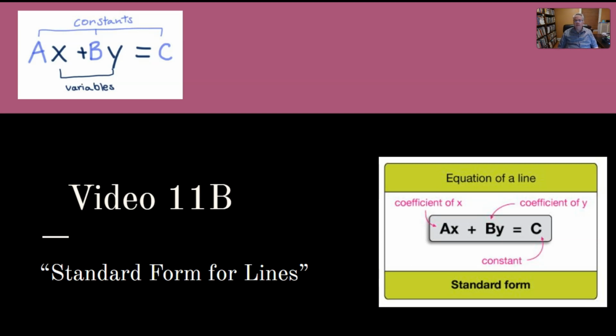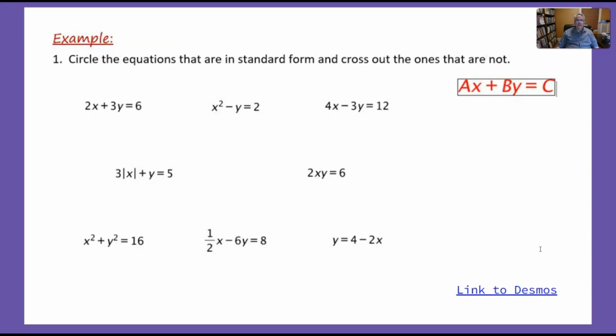In this video, we're going to talk about the standard form for lines. It's a form of an equation for a line. There are several different patterns for lines, and this is the first one we're going to consider. Basically, an equation in standard form looks like what we have here. It's a number times x plus another number times y equals a third number. A, B, and C represent numbers. X and Y are variables. So we're going to take a look and see if we can recognize equations that are in this form.